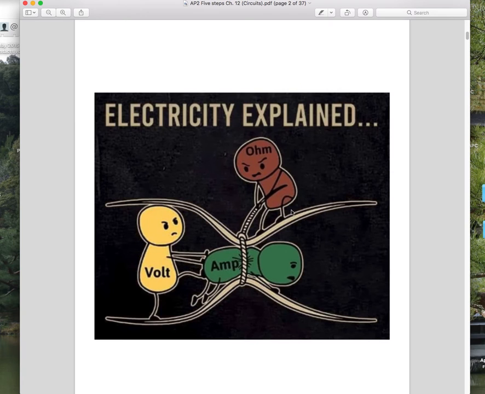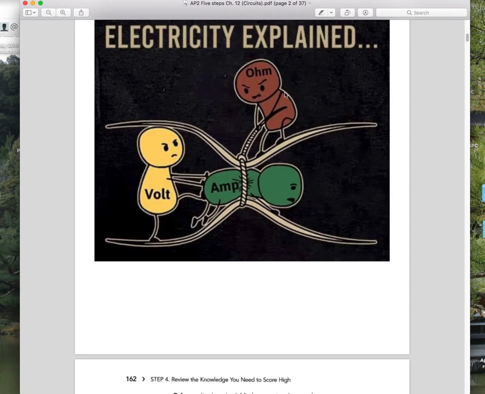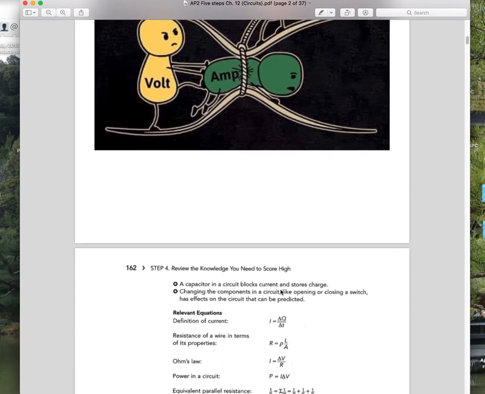Here's electricity explained. Kind of fun. Look, the voltage is like electrical pressure. It's pushing the current through. Resistance is essentially trying to prevent that from going through. So I think that's kind of cute. Oh my! Trying to prevent electricity from flowing.